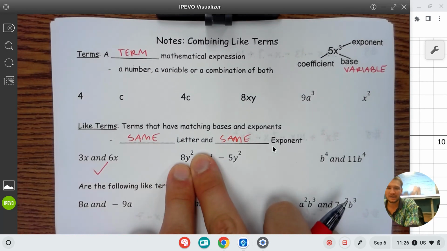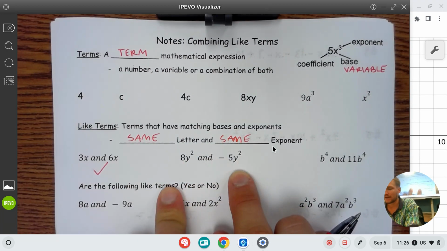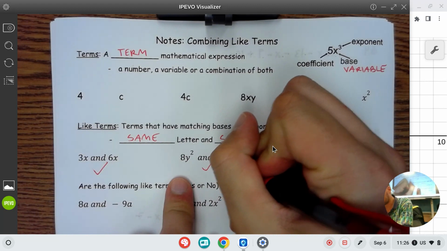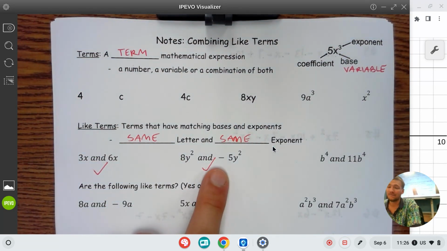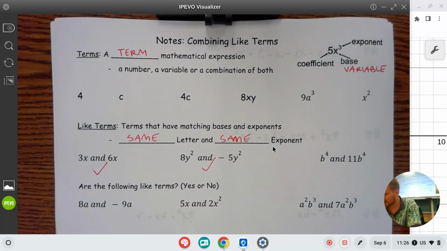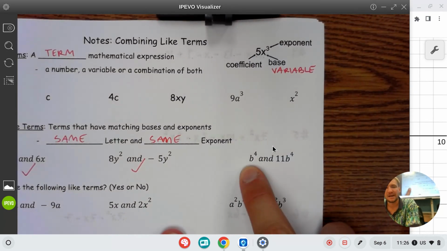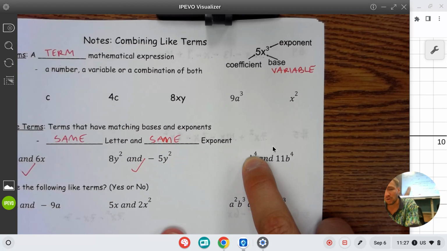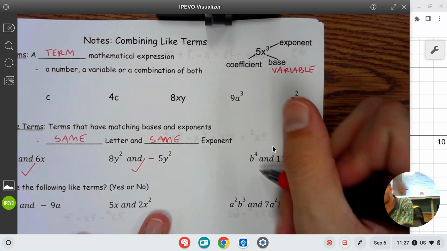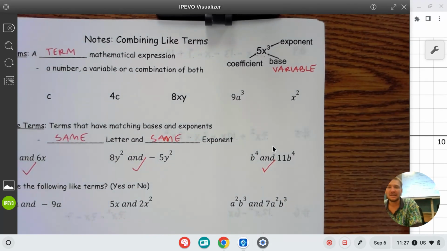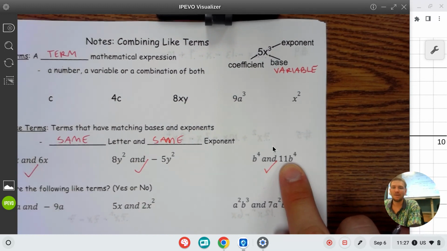Here we got 8y squared and negative 5y squared. Those look good. The 8 and the 5, particularly a negative 5, don't really matter, but the y squareds are matches. And over here, we've got b power 4 and b power 4. Those are perfect matches. The 11, we don't really care about that.